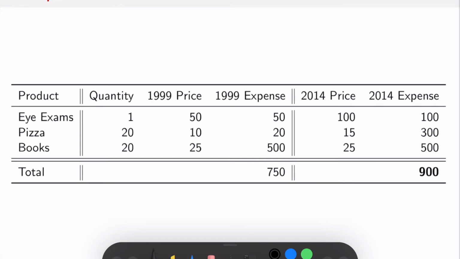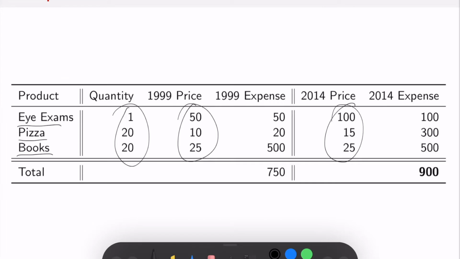So here, what I've done is I'm just giving you a quick example of 3 goods that people purchase in 1999 and in 2014. So we have eye exams, pizza, and books. We have the quantities that are purchased, the 1999 prices here, and the 2014 prices here. So you can see that some things have gotten more expensive, and I should point out that I'm making these numbers up just for ease of simplicity of the calculations that we're going to do.